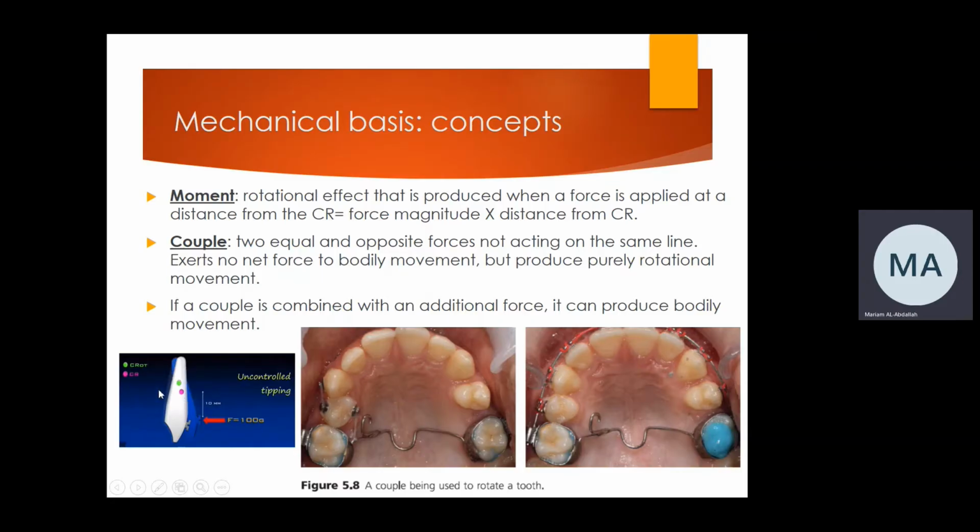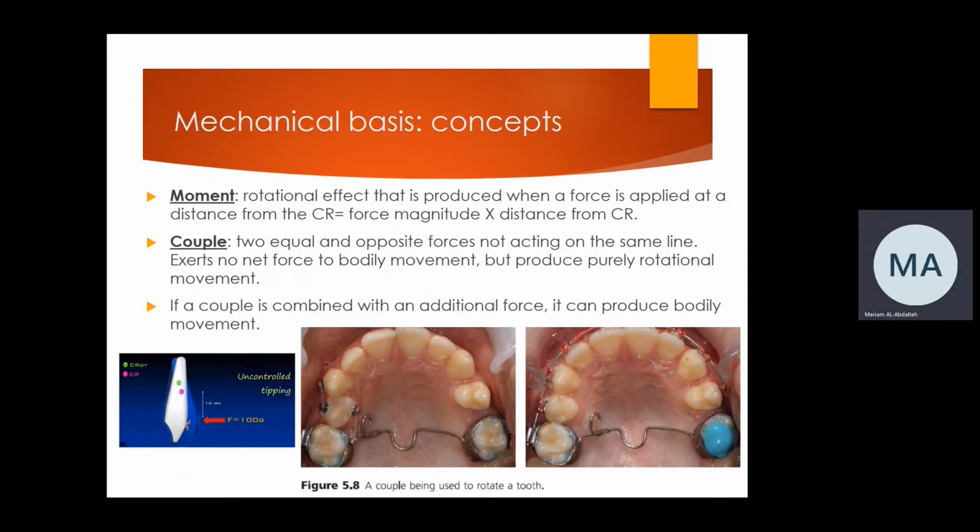Okay. If the force is applied exactly through the center of resistance, that means the 100 is multiplied by 0 because the distance away from the center of resistance is 0. So if the force is applied through the center of resistance, there will be no moment. Moment is 0. I cannot produce a moment. The further you are away from the center of resistance, the more the magnitude of the moment increases.